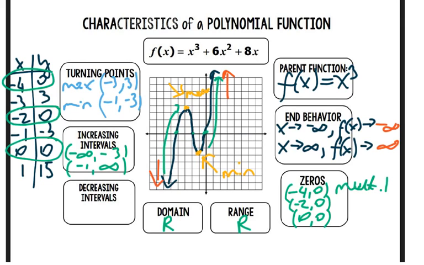The decreasing interval is between the max and the min, and it's right here, this piece. And this piece is exactly between max and min, and the maximum is at -3 and the minimum is at -1. I only use the x values, never the y values. We're looking at the domain, not the range.